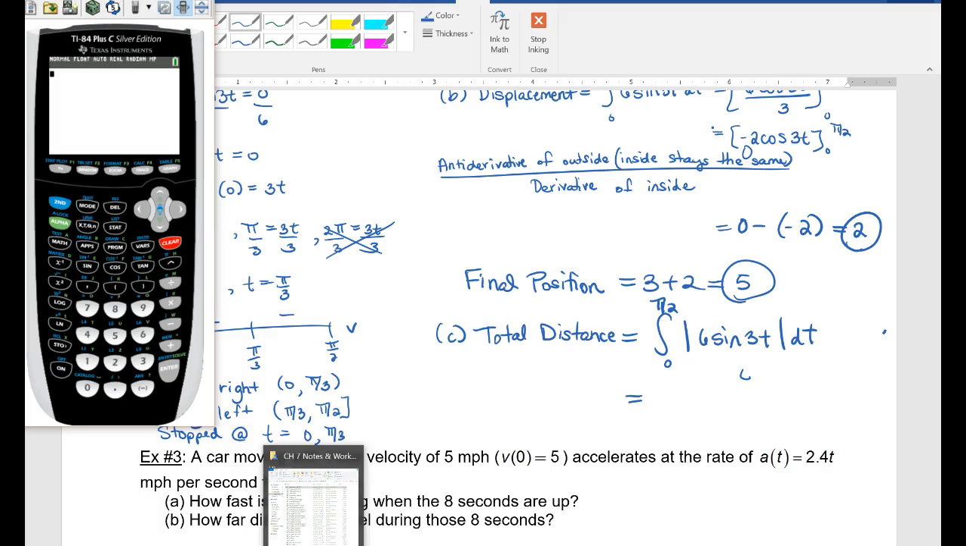So that means, remember, this is velocity. So every time velocity goes below the x-axis, that means our particle is going to the left. It's going in the negative direction. Does that make sense?